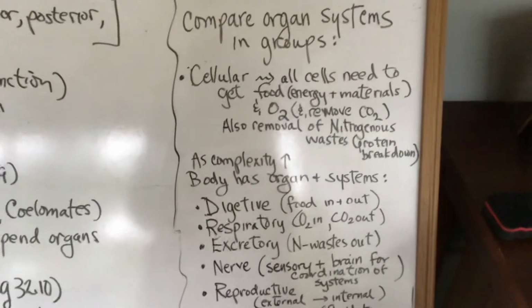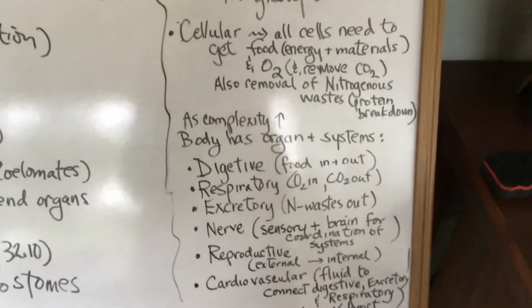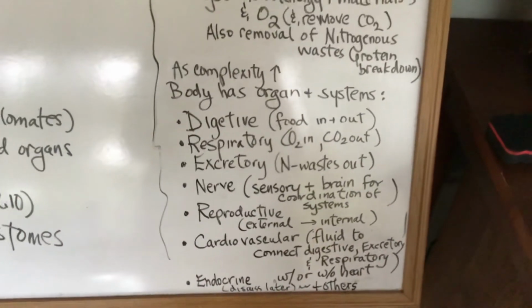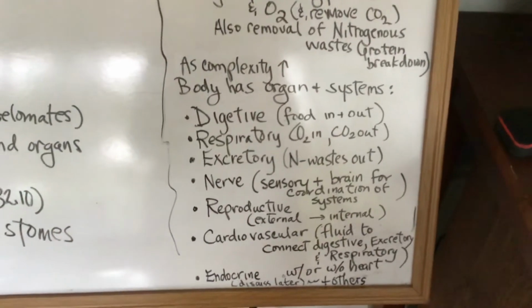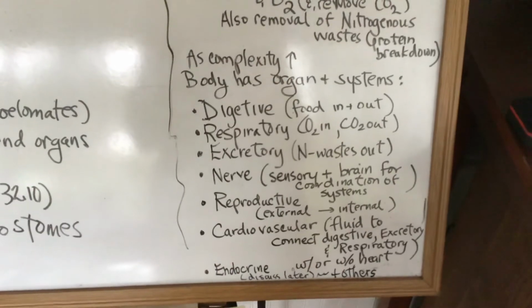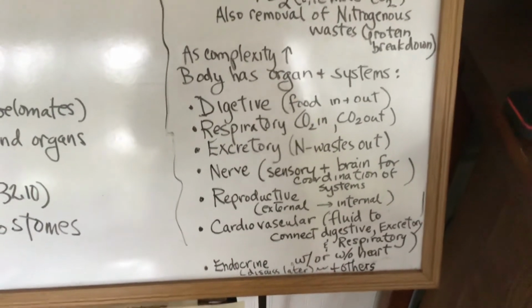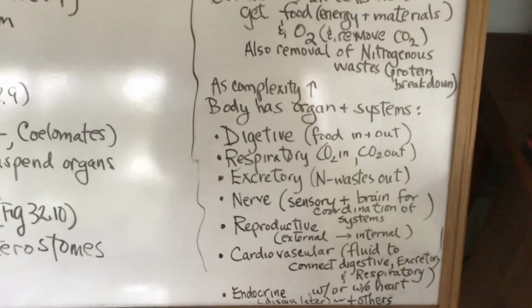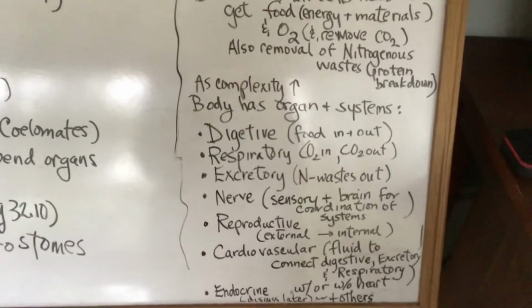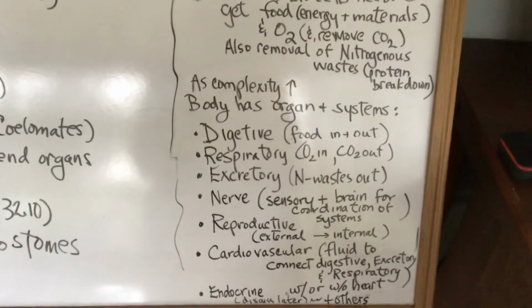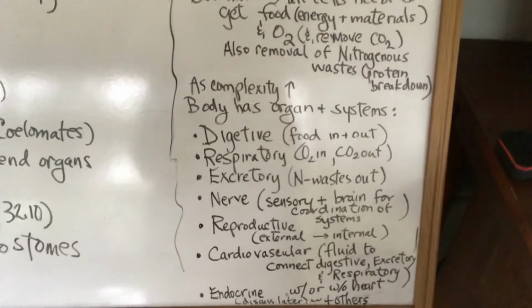As the complexity goes up, the body has organs and organ systems. So it will have a digestive system, which has to do with food input and output. It will have a respiratory system, oxygen in, CO2 out, or an excretory system, nitrogenous waste out only. And it could have some kind of sensory organs, which are part of the nervous system. As it gets more complex, we'll have a brain and nerve cords and such.